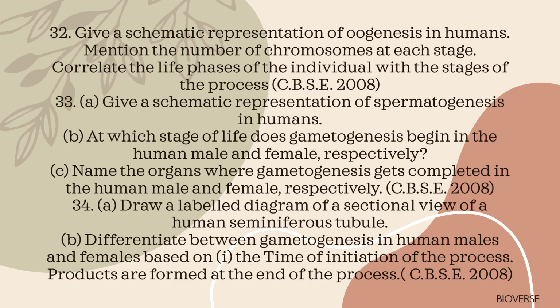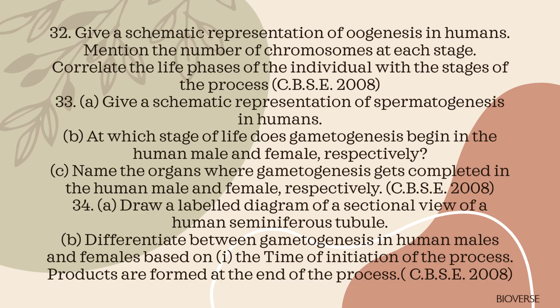Primary oocyte, 2N, 46 chromosomes, forms before birth and remains arrested in prophase 1 until puberty. Secondary oocyte, N, 23 chromosomes, forms after puberty during each menstrual cycle, arrested in metaphase 2 until fertilization. Ovum, N, 23 chromosomes, forms only if fertilization occurs.